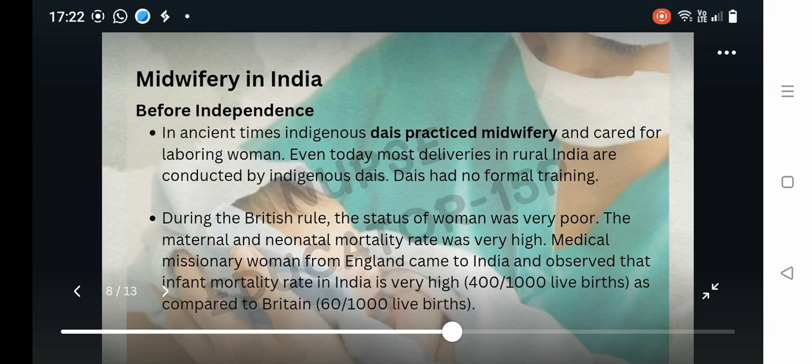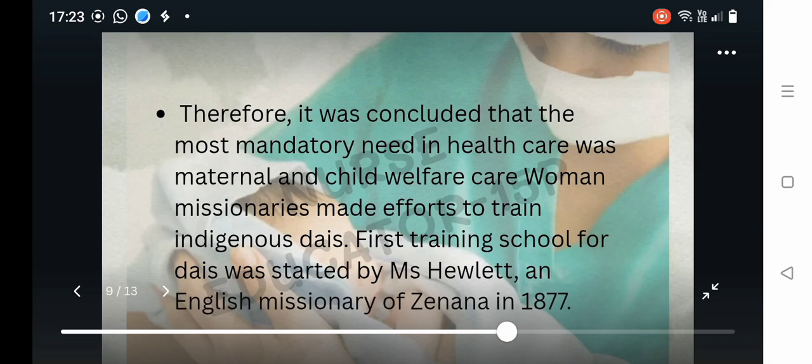At that time, in British rule, it was approximately 400 deaths per 1000 live births, as compared to Britain, which had 60 infant deaths per 1000 live births. Comparing to Britain, India's mortality rate was very high. So the missionary women from England concluded that the most mandatory need in healthcare was for maternal and child welfare care.